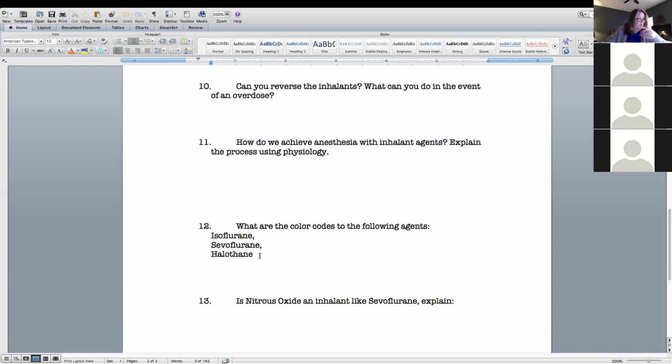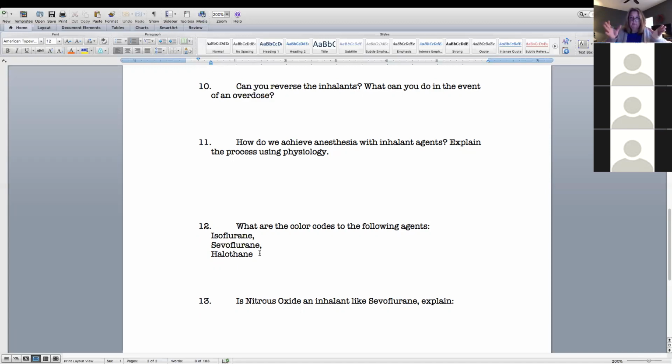The color codes: isoflurane is purple, sevoflurane is yellow, and halothane is red. So the bottles and the vaporizers are color coded. And again, these agents are not interchangeable in the vaporizer. ISO goes in an ISO vaporizer, SEVO in a SEVO. You will damage a vaporizer if you put the wrong agent in it, and you can kill a patient if you just decide, oh, well, no big deal, I'll just go ahead and use it anyway.